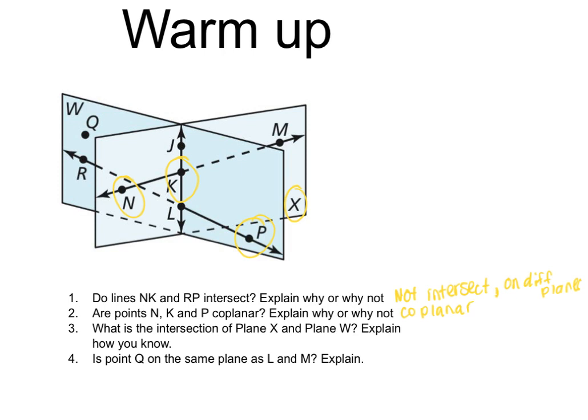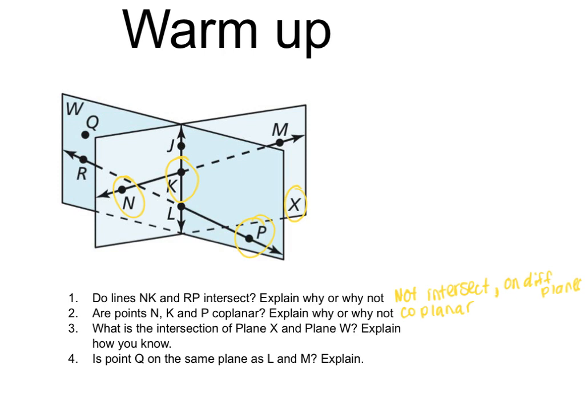Okay? Now, if it said, are N, K, Q, and P coplanar, then the answer would be no. Because Q and P lie on the plane W, and K lies on plane W, but N does not, N lies on plane X. So if we were to say those 4, are they coplanar? The answer would be no. But remember, any 3 non-collinear points do lie on the same plane. Okay? All right, number 3.